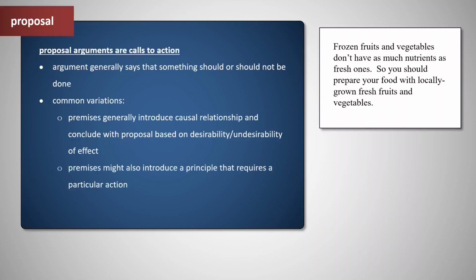You might also have situations where premises introduce a principle that requires a particular action. So in this particular argument, it might be something along the lines of, if you're not getting enough nutrients from frozen fruits and vegetables, then you should prepare with locally grown fresh fruits and vegetables. So instead of just simply saying that there is a particular effect, it might say that if something produces an effect, then you should avoid it, or, depending on the effect, you should seek it out if it's a positive effect. So that's one of the ways in which it can be phrased.